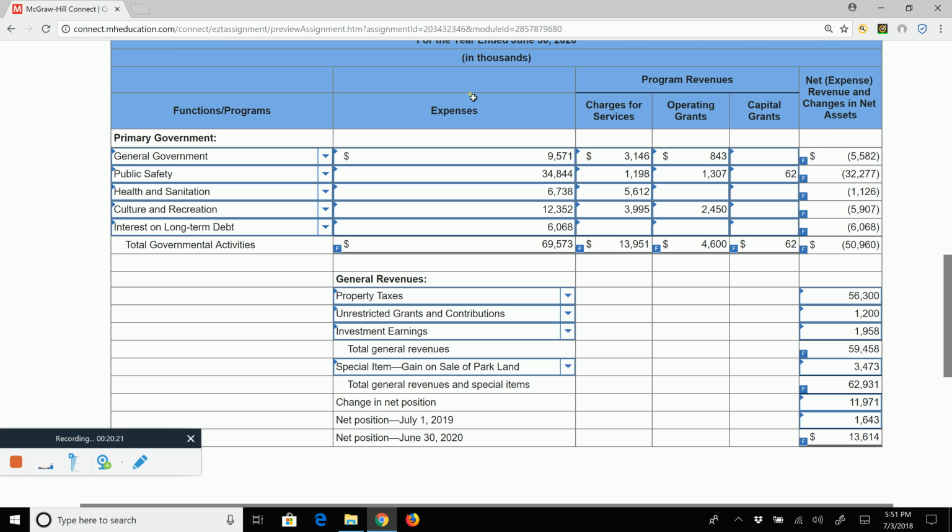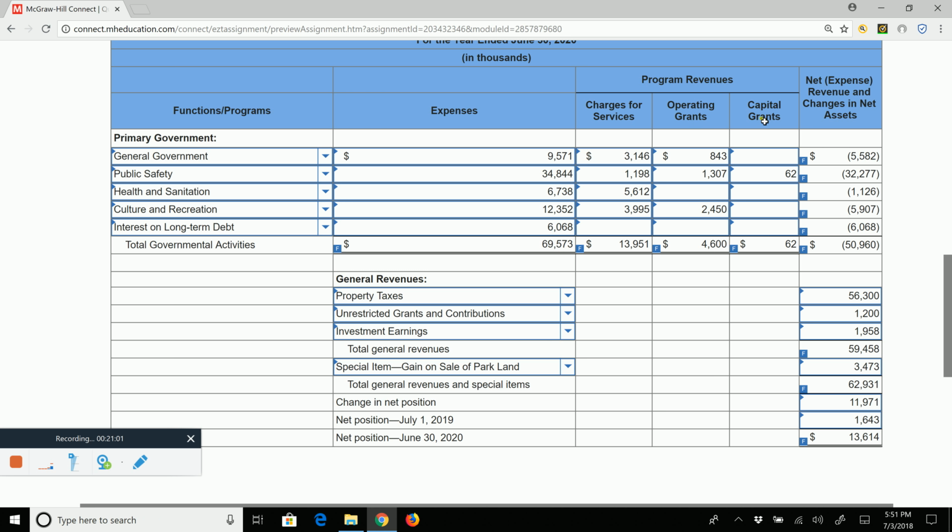So the first column is not revenues, but expenses. And so here are all of the direct expenses for general government, public safety, health and sanitation, culture and recreation. And this last number is considered an indirect expense. It's interest on long-term debt. And because that debt is to service multiple functions or programs, we're not going to try to allocate it to the different functions or programs. We're just going to state it separately, and that's called an indirect expense. So we have, these numbers are in thousands, $69.5 million in expenses.